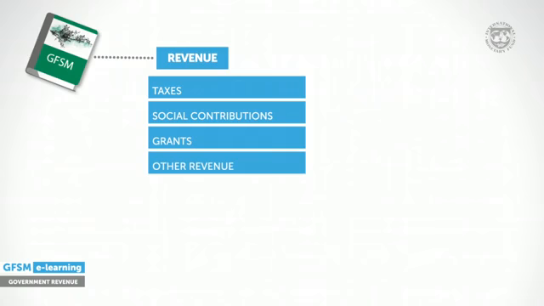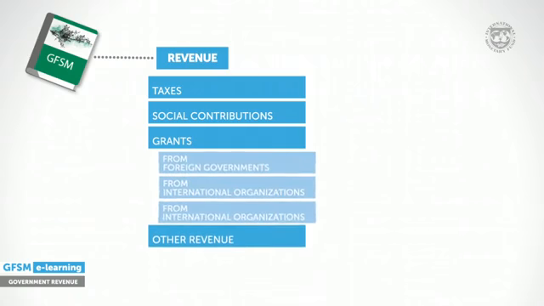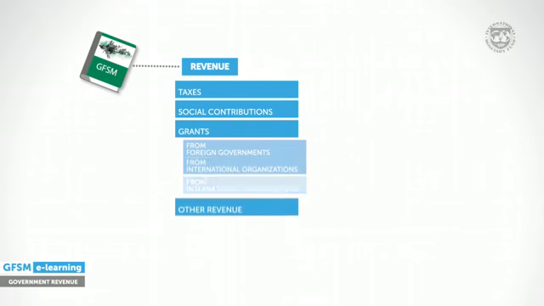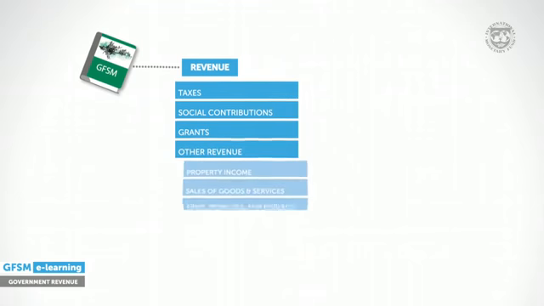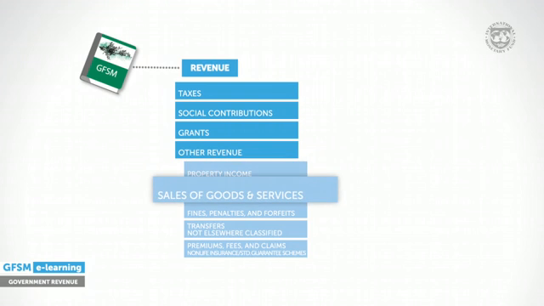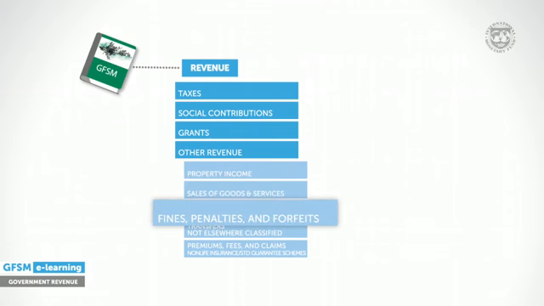Grants refer to transfers in cash or kind from foreign governments, other government units, or international organizations. These may be ongoing or one-off, in other words, current or capital grants. The transfer of the donated asset, for instance, will be recorded as a capital grant in kind. Other revenue combines revenue not classified as taxes, social contributions, or grants. Subgroups include property income, such as interest, dividends, rent, or sales of goods and services. This category also includes administrative fees, such as those related to the issuance of driving licenses or passports, and income from fines and penalties.